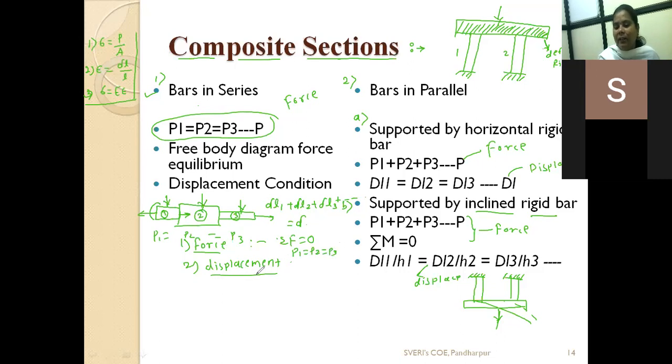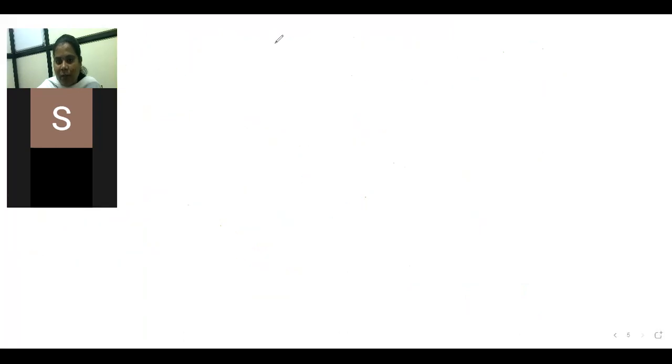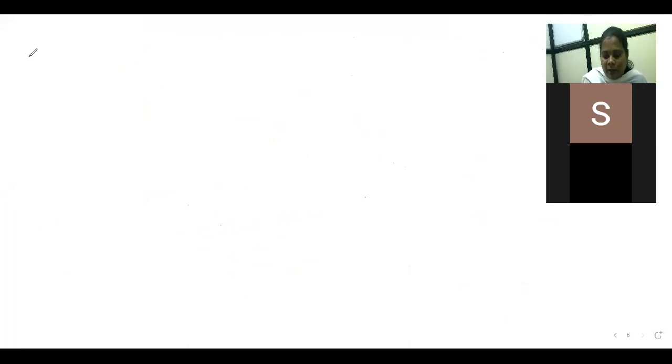And in displacement condition, you have to take addition of all displacements: change in length for the first section, change in length for the second section, change in length for the third section. So these are the basic theoretical points regarding these composite sections. Now we will derive one equation for the composite bar based on the three basic formulas we have already discussed. I will write the formulas here.